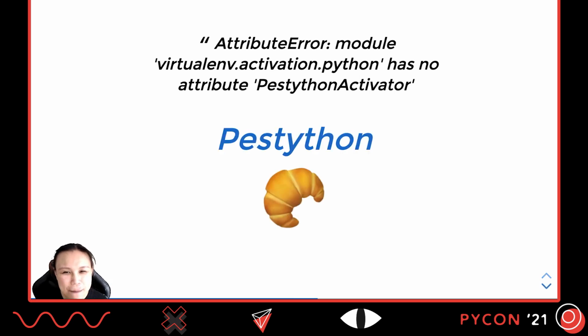So we just look at the log of Travis, and then we see this error. What is a pastron activator? What's going on here? Pastron? Like, seriously, this sounds so tasty. It just reminds me of pastry and croissant. I love croissant. So I was like, what's going on?